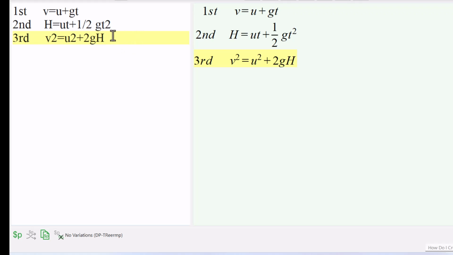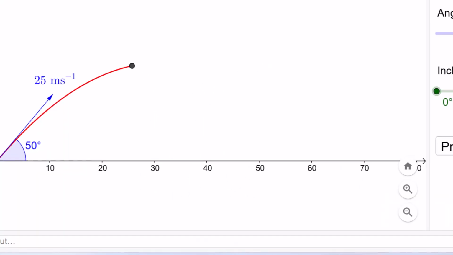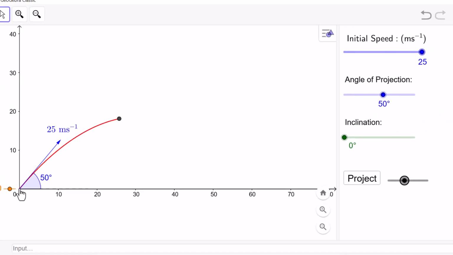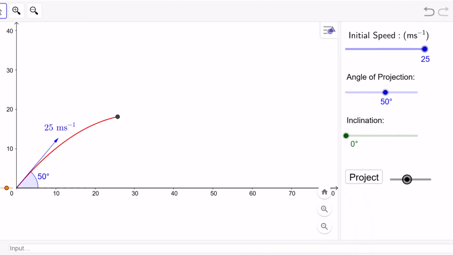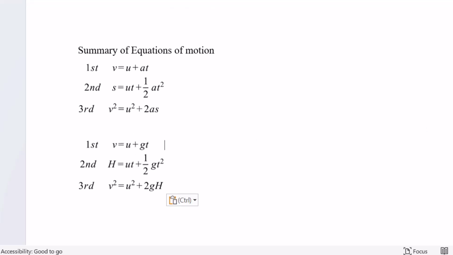Then another thing you must not forget, for projectile, let me go back to MS Word. For projectile, when the object is going up, remember the object is moving from ground to the top. So all these three equations, this positive value will become negative because in projectile motion, they are all acting against gravity. So if I want to derive my equations for projectile, this positive, I'm going to make them negative. So take note of that.